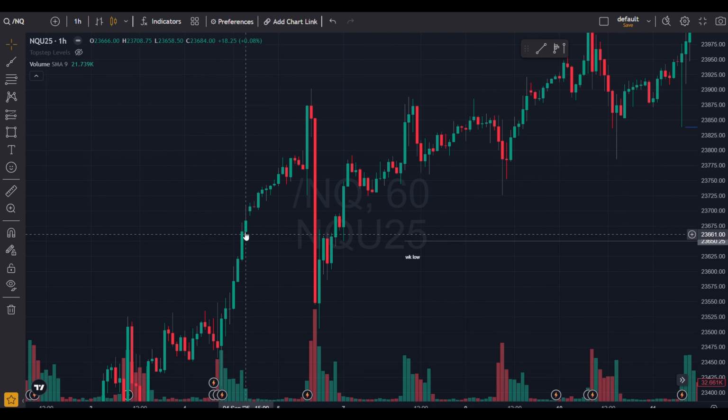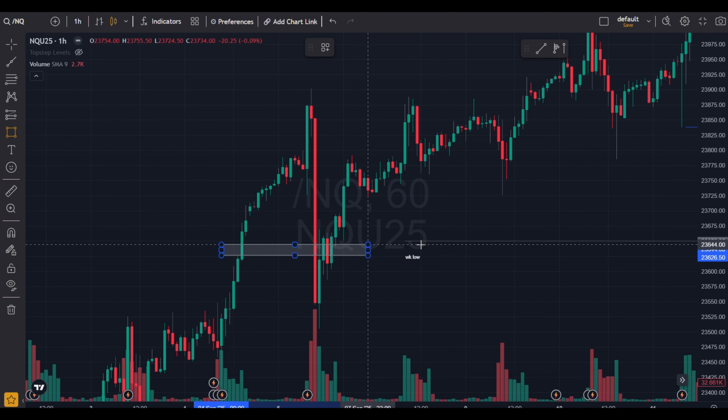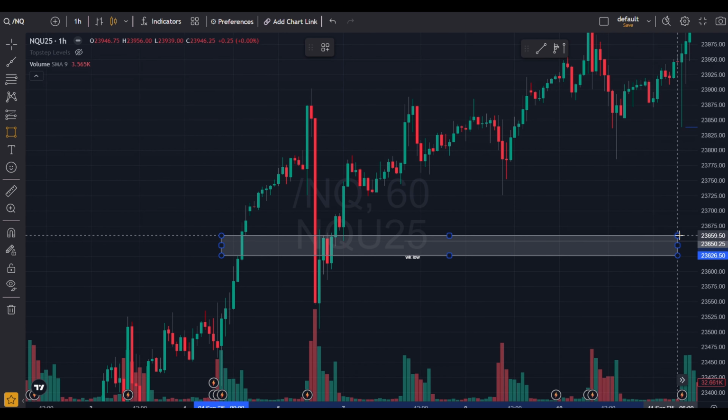So 1, 2, 3. We can see we had very strong bullish movement and it just created a gap. The market was moving so fast, if you will, up, that there's a lag. And as we know, the market always wants to basically reach equilibrium. So this is a place we can mark out as an imbalance for price to return to.